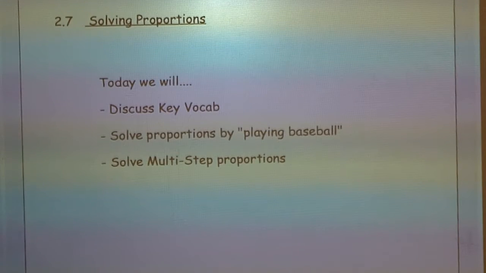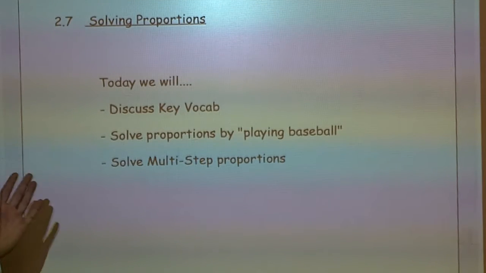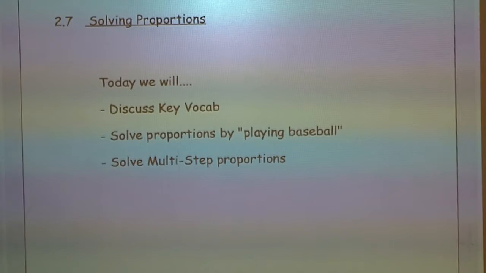Alright, today we're going to continue with Chapter 2, focusing on Section 7, which is about solving proportions, okay? Today we're going to go over some key vocab, review what exactly a ratio and a rate is, and then we're going to solve some proportions by doing what I call playing baseball, alright? At the end we will get to some multi-step proportions, which deal with some variables and some equation principles that we've been working on in the past, so we'll just continue to plug along through Chapter 2 and solve these proportions today.